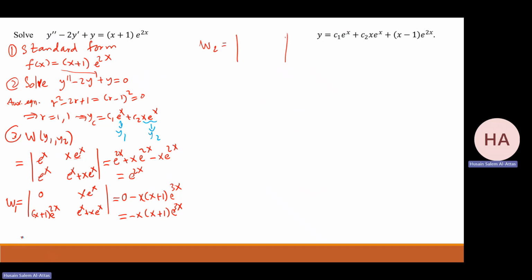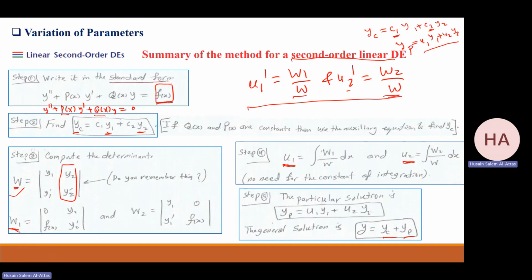That will be what? I replace the second column with 0, f of x. So I have e to the x, this is 0, and I have f of x, which is x plus 1 e to the power 2x. That will be what? x plus 1 e to the power 3x. Okay, so I did the first one, second one, third one. I need the fourth one, where I need u1 prime and u2 prime.